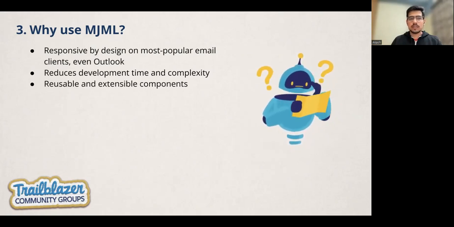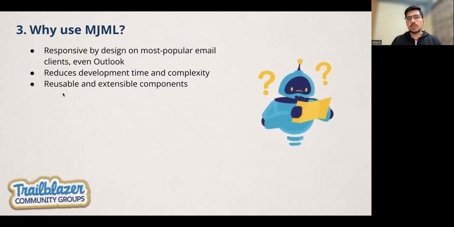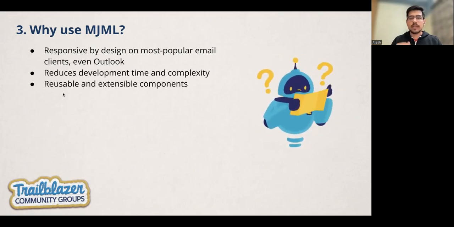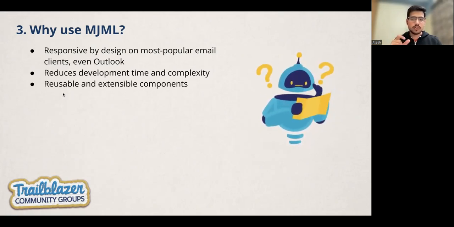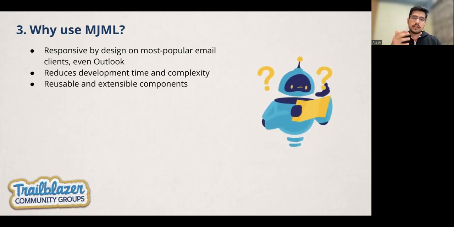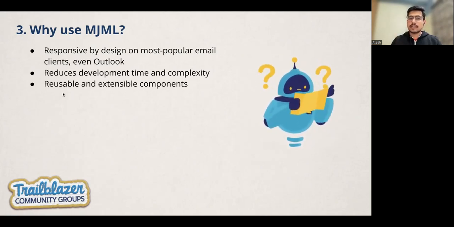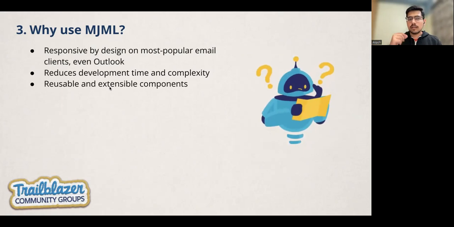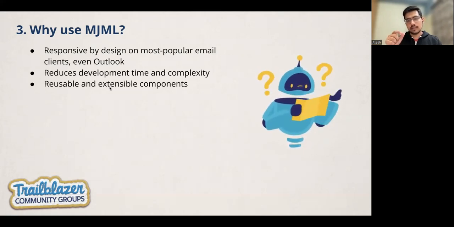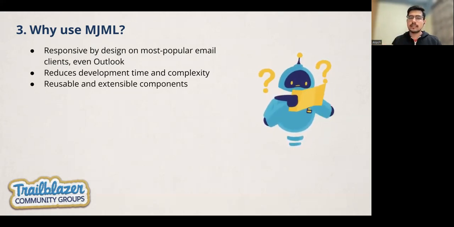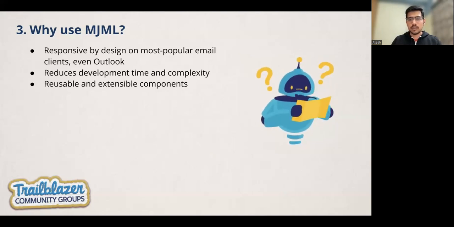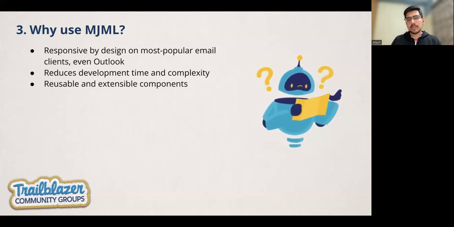Next is reusable and extensible components. So reusable as in we can define the settings for each of the components and we can use that throughout our email. Extensible means that when we define the default settings, you can also extend those settings in your components wherever you want within the email.